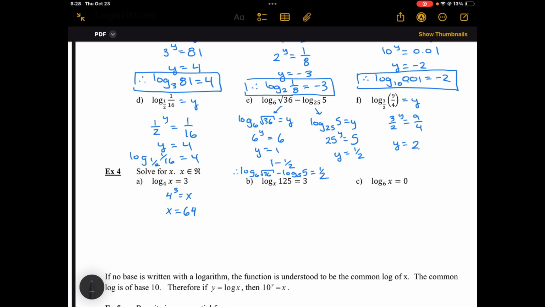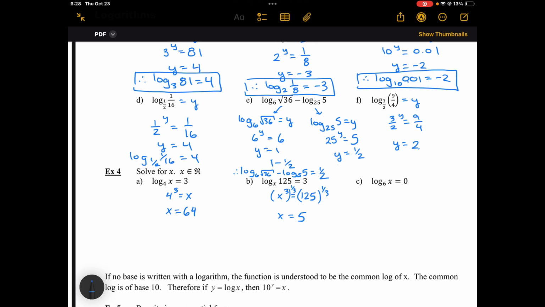Here I'm going to repeat. I'm going to change it into exponential form. Here I'm looking for the base of the logarithm. So I need to raise both sides to the 1/3, or take the cube root of both sides to get my answer for x.